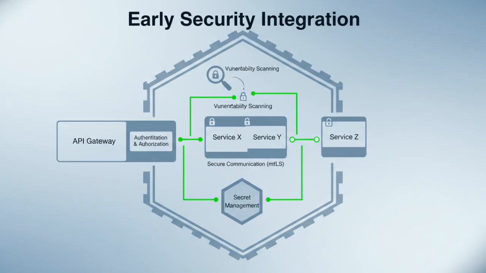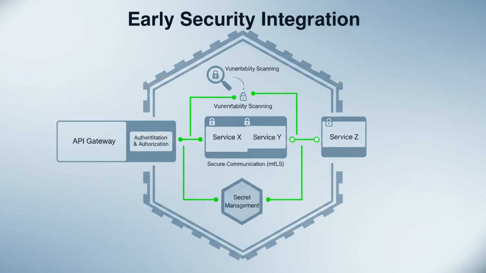Our 8th critical best practice is to implement security by design. In a microservices architecture, the attack surface expands due to the increased number of services, communication channels, and potential entry points. Therefore, security cannot be an afterthought. It must be ingrained into every stage of development. This means implementing robust authentication and authorization mechanisms for both external clients via the API gateway and internal service-to-service communication.